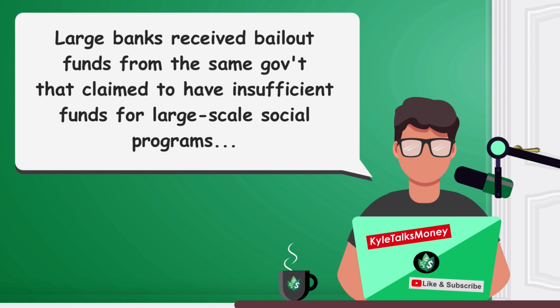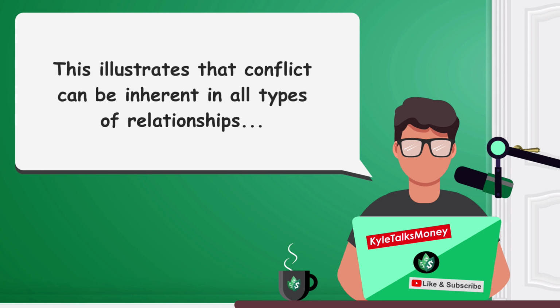This dichotomy supports a fundamental assumption of conflict theory, which is that mainstream political institutions and cultural practices favor dominant groups and individuals. This example illustrates that conflict can be inherent in all types of relationships, including those that don't appear on the surface to be antagonistic. It also shows that even a straightforward scenario can lead to multiple layers of conflict.